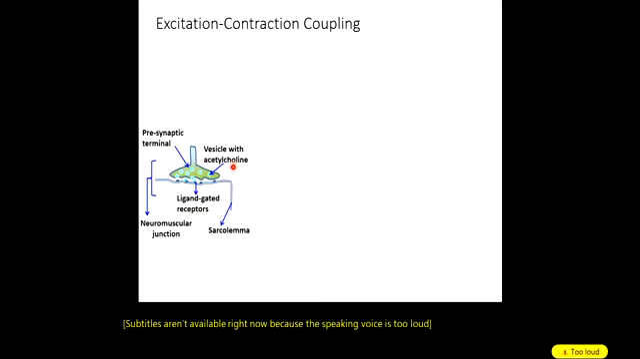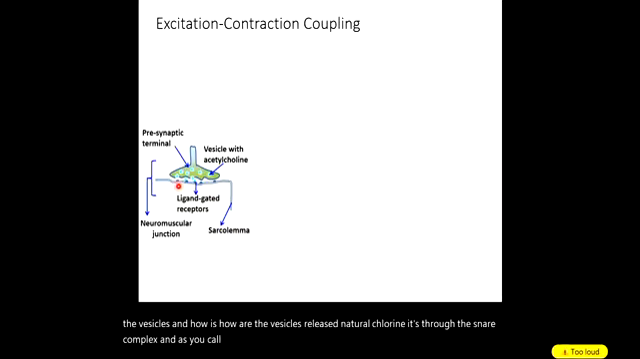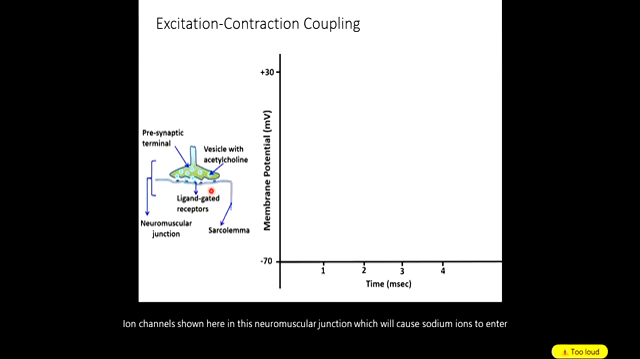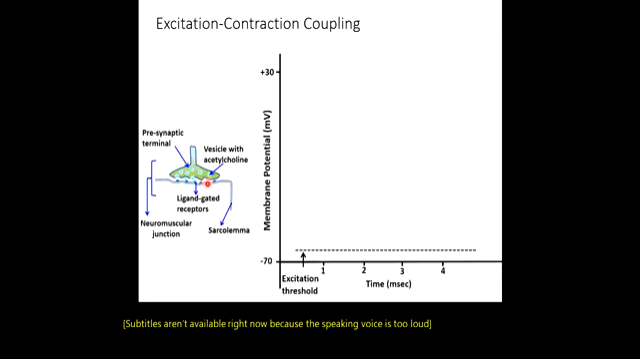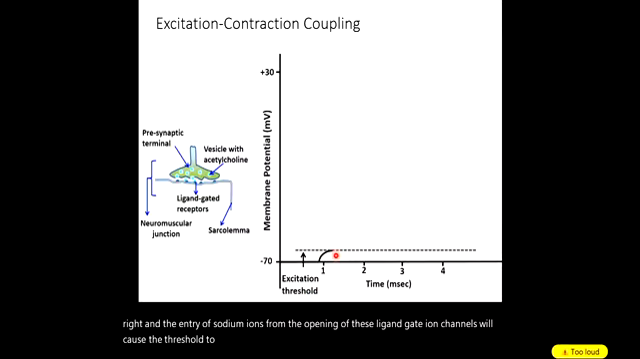And how are the vesicles releasing acetylcholine? It's through the SNARE complex. And acetylcholine will bind to ligand-gated ion channels shown here in this neuromuscular junction, which will cause sodium ions to enter in, right? And the entry of sodium ions from the opening of these ligand-gated ion channels will cause the threshold to be reached, right, around -60 to -55 millivolts.